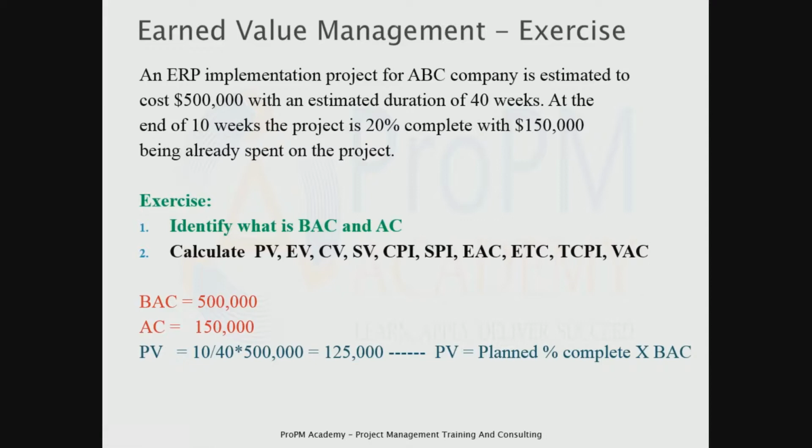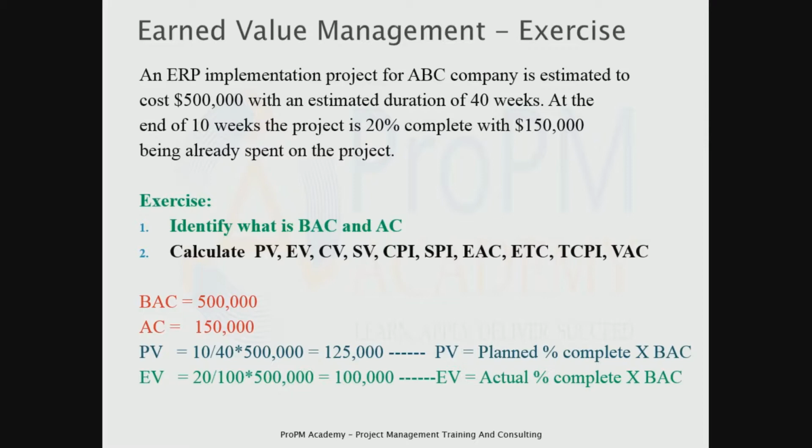Now what is earned value? How much have we earned at the end of the 10th week? If you look at the formula, it is the actual percentage of work complete times the BAC. So how much is the actual percentage of work complete at the end of the 10th week? It is 20%. So 20% of 500,000 gives me 100,000. So earned value is just about 100,000. I guess this was quite easy for you to understand.